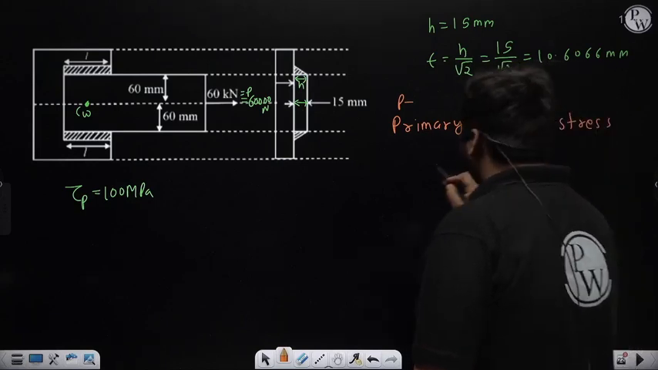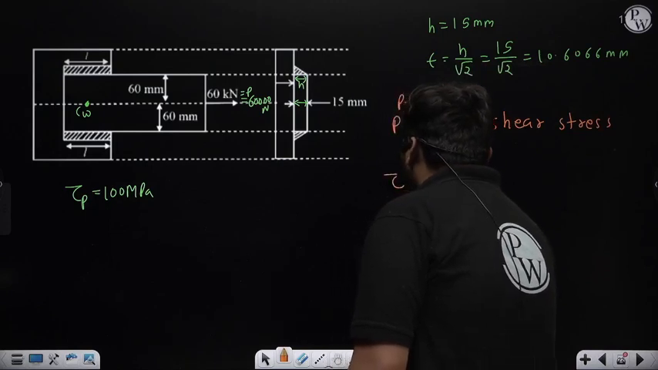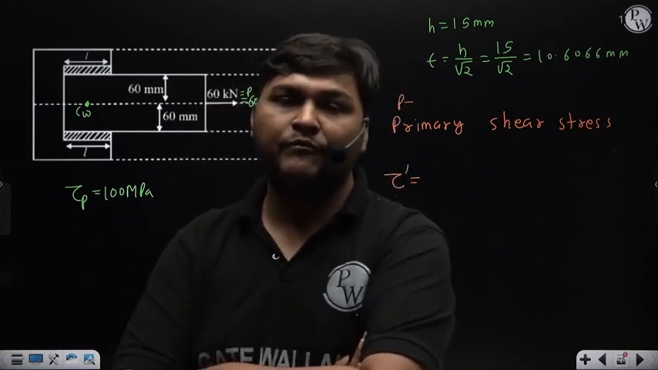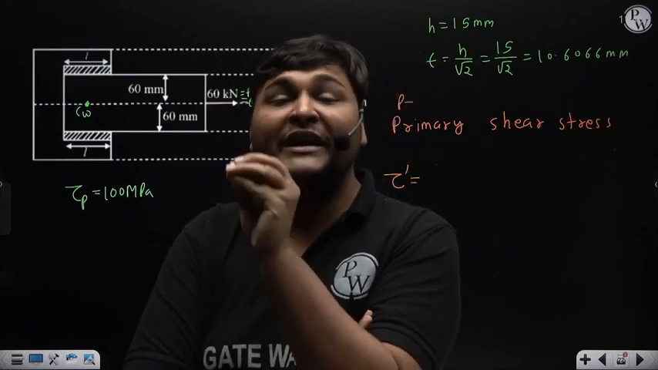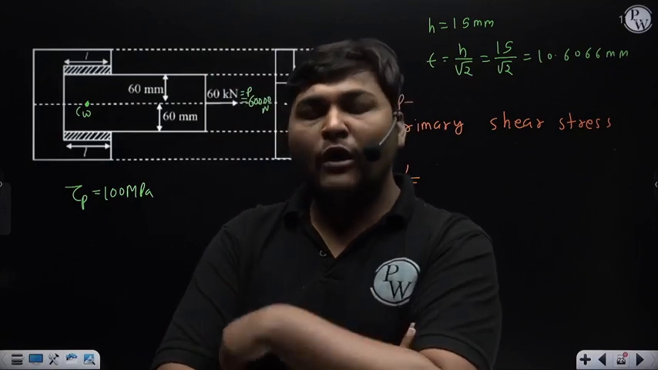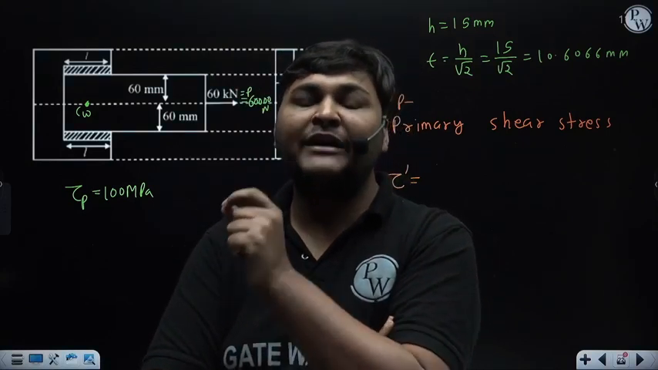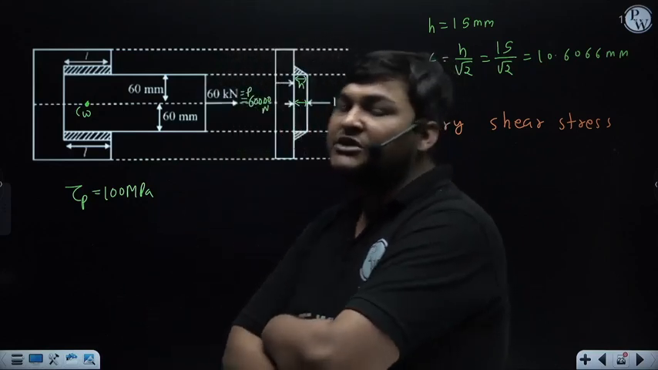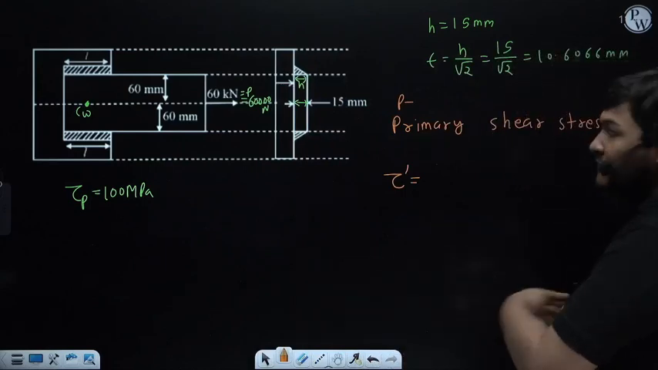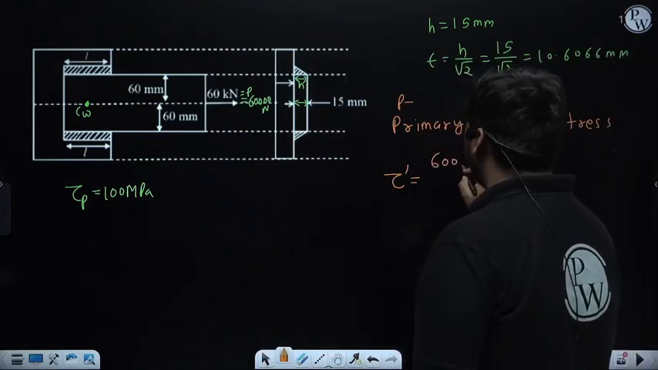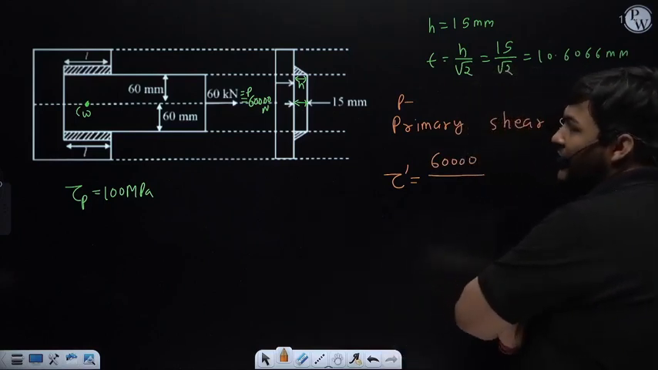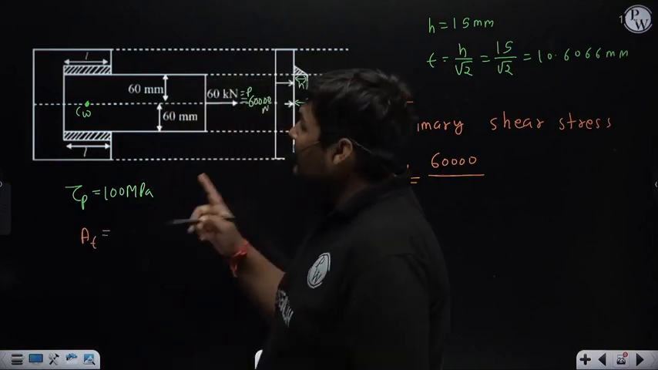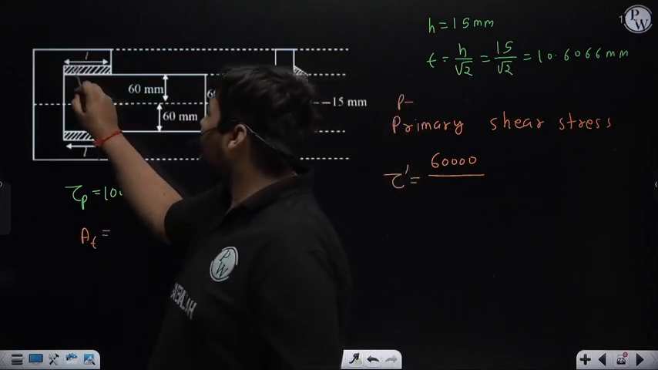Now the formula to calculate this primary shear stress, which I denote as tau dash, is total force divided by total throat area, because this is the value of critical shear stress due to force. We always calculate primary shear stress by dividing force P by throat area, which I have already explained. Right now total force P is 60,000 Newton, divided by total throat area. If I write the expression of total throat area, suppose this is weld 1 and this is weld 2.